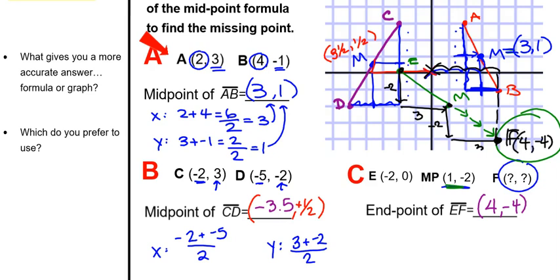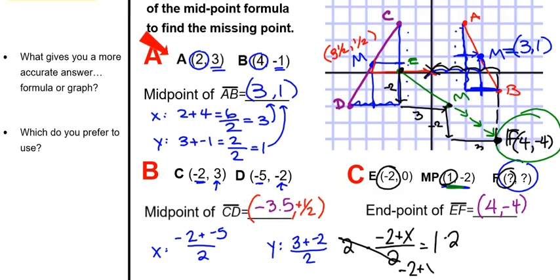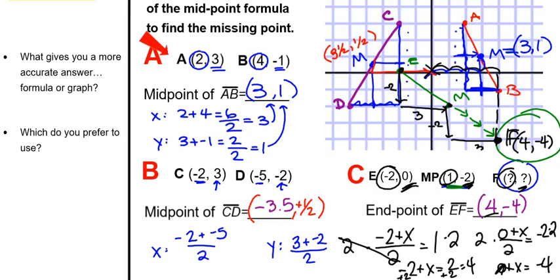If I wanted to use my formula, I would take my x values, negative 2 plus x divided by 2, and I know that has to equal 1. To solve that, multiply both sides by 2. I get negative 2 plus x equals 2. And then when I add 2 and add 2, there's my 4. When I do the y values, I have 0 plus y divided by 2 equals the midpoint. Again, multiply both sides by 2. And I don't have to add anything. y equals negative 4. Solving that problem.